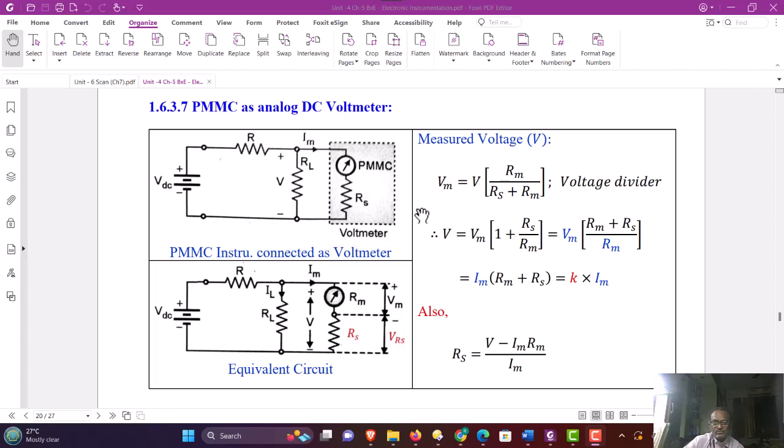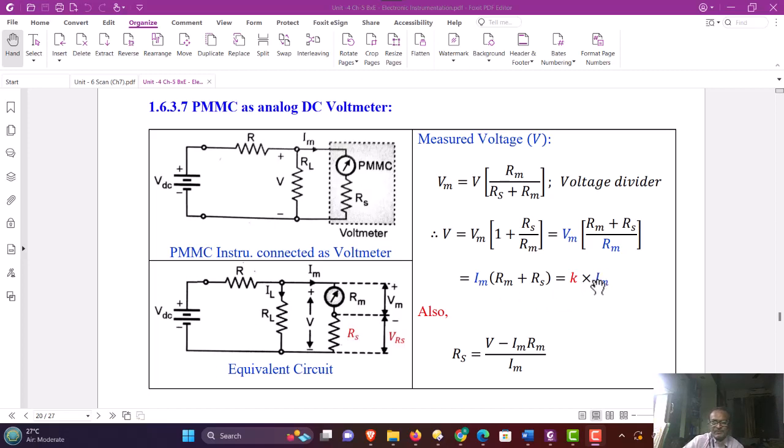That is equal to Vm into Rm plus Rs by Rm. Whereas Vm by Rm is Im, and therefore it is nothing but Im into bracket Rm plus Rs. That is K into Im, whereas K is equal to Rm plus the series resistance Rs. So therefore, the voltage measured is proportional to the current flowing through the PMMC instrument.